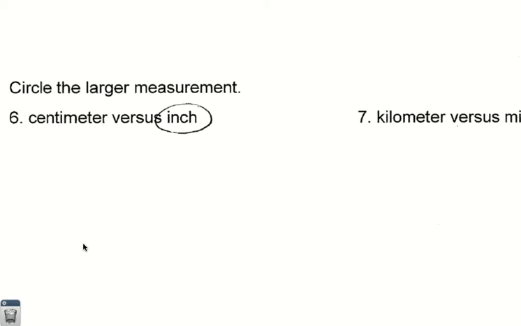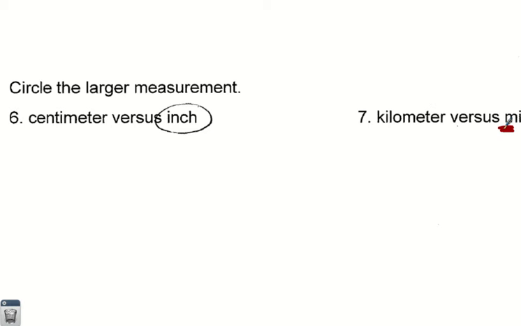So number 6, which one's longer or larger? An inch of rope or a centimeter of rope? If you're at all familiar with these kinds of units, you know an inch is longer. And in number 7, a kilometer versus a mile. Sorry, that got cut off. That does say mile. So if you had to tell what was longer, a kilometer or a mile, you'd say mile.